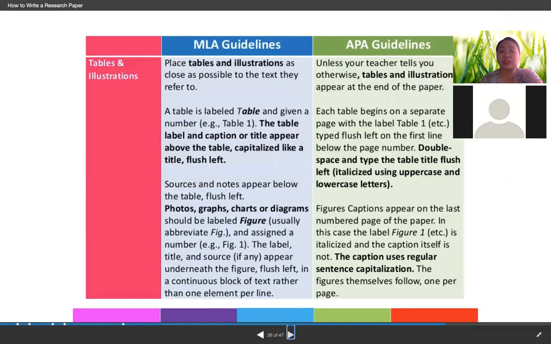Pero usually, ito na yung ginagamit natin na nakikita natin, mababasa na din. So, tables and illustrations. Meron silang kaibahan, no? But the thing is that you only use one guideline. Like, if you use the MLA, everything should be in MLA format. But if you use the APA guideline, you only use the APA guideline.